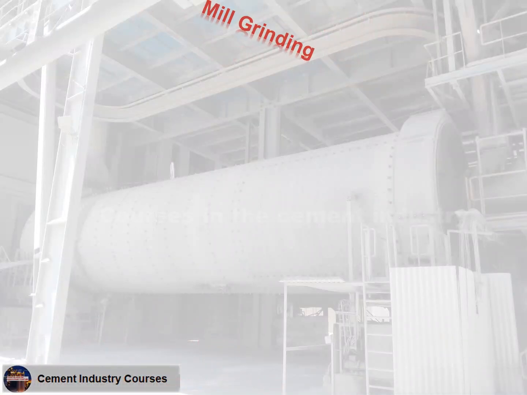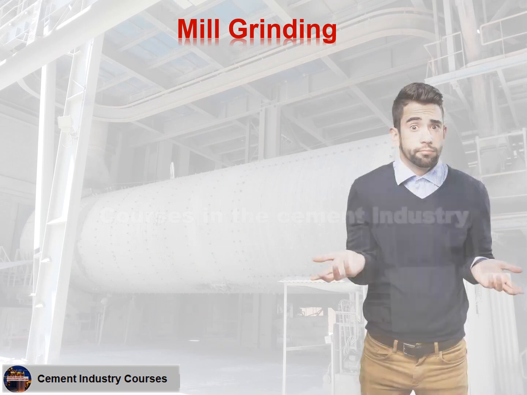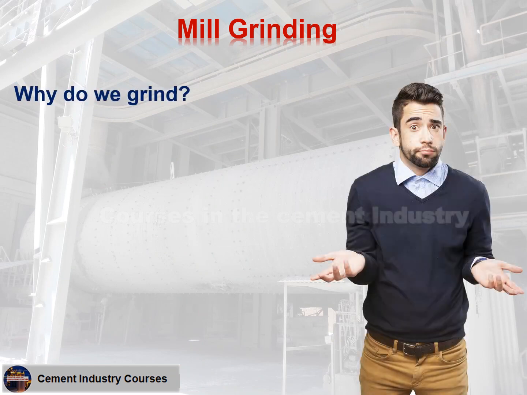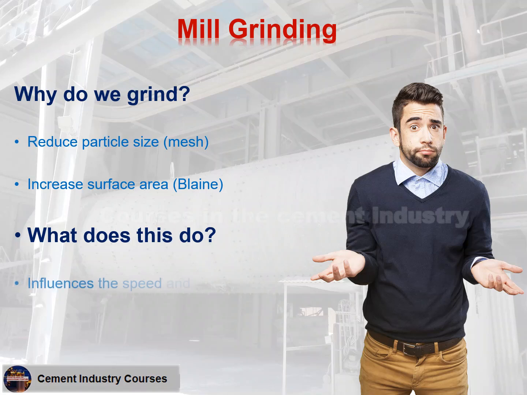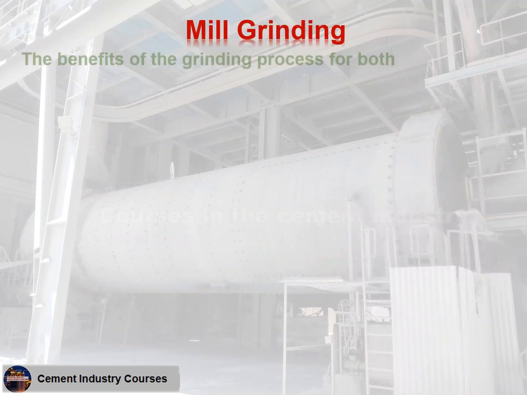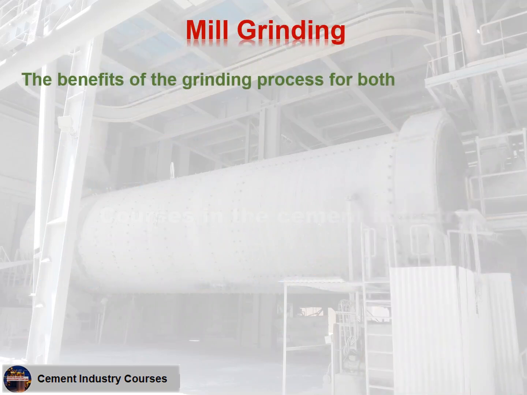Mill grinding. We can ask some questions. 1. Why do we grind? Reduce particle size, which is called mesh. Increase surface area, which is called plane. 2. What does this do? Influences the speed and completeness of chemical reactions.